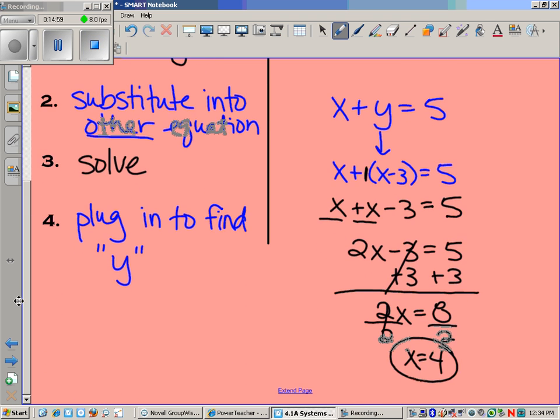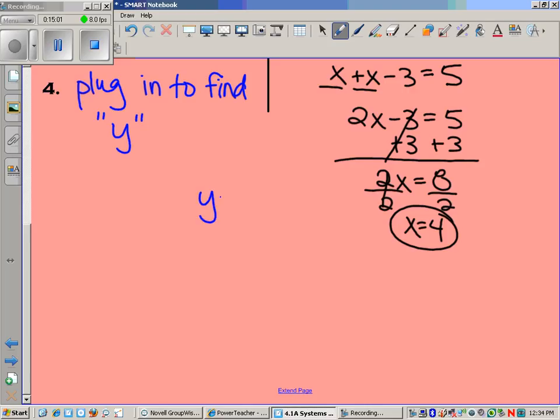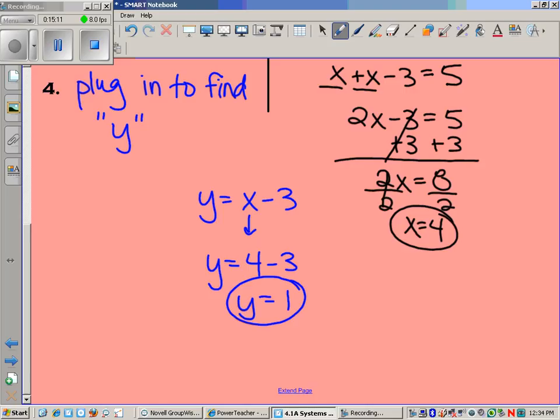So what was our top equation? Y equals x minus 3. My top equation was y equals x minus 3. What did we say x was? 4. So what is 4 minus 3? 1. So do I have a solution to this system of equations? Do I have an x value? Do I have a y value? We're always going to write our solution as a point. So the solution to this system of equations would be 4, 1.